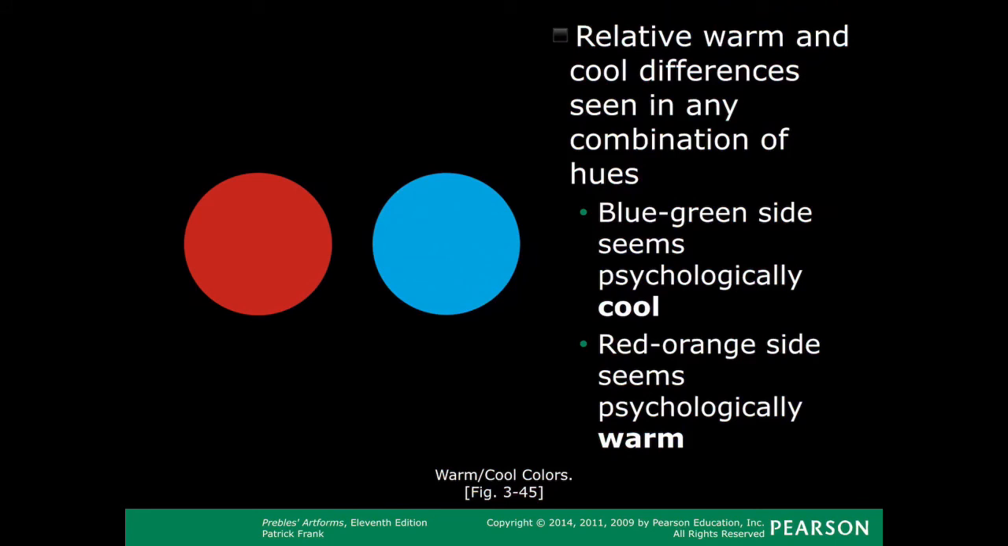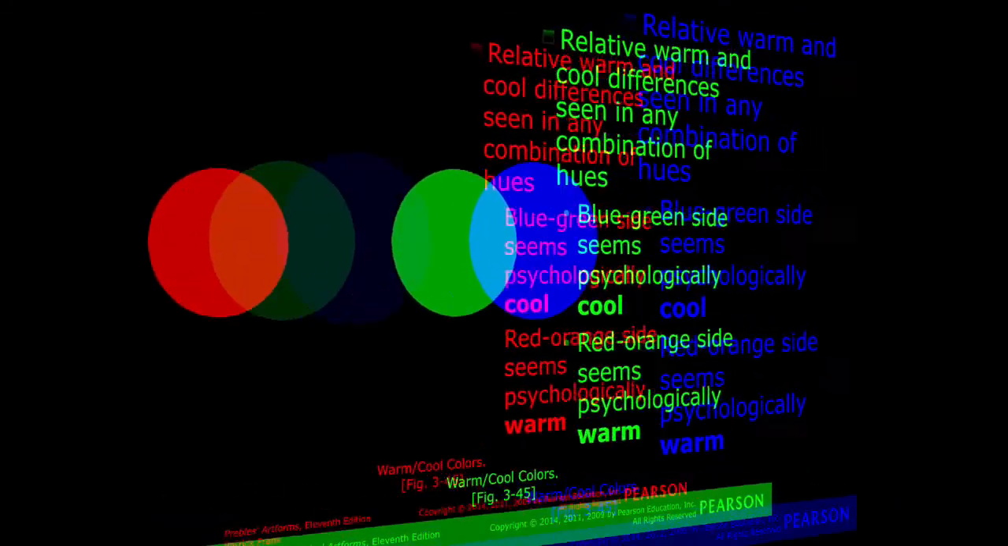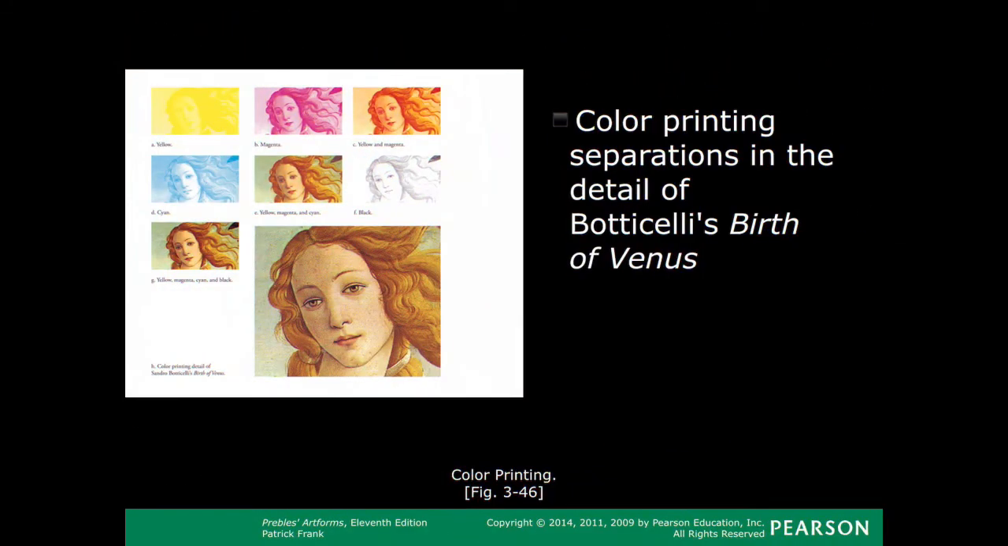And there are warm and cool colors. Cool colors are usually blue, green, and purple, while warm colors are yellow, orange, and red.